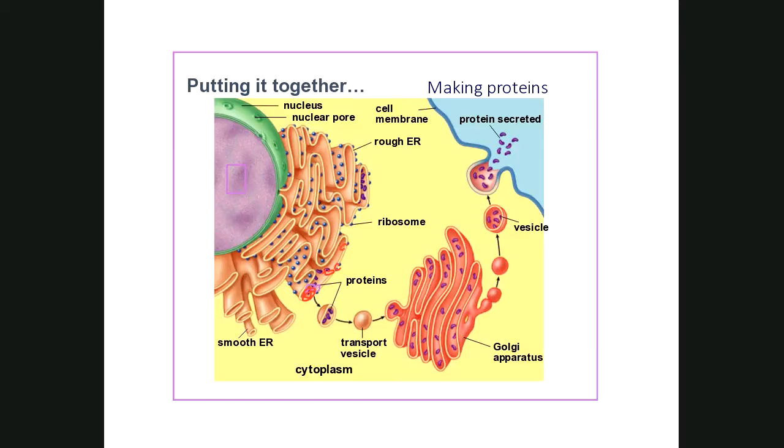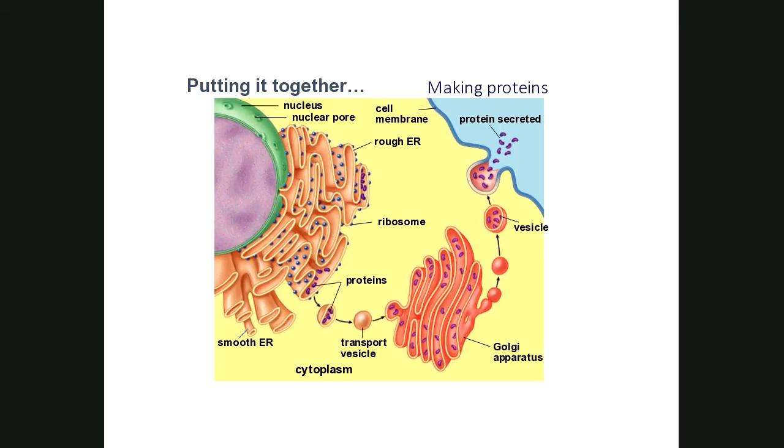And what it does is once those proteins are made, those proteins are packaged into a transport vesicle. And so this right here is your transport vesicle with the protein inside. Your transport vesicle then moves in the cytoplasm and moves from the rough endoplasmic reticulum to the Golgi apparatus. And this right here is the Golgi apparatus.